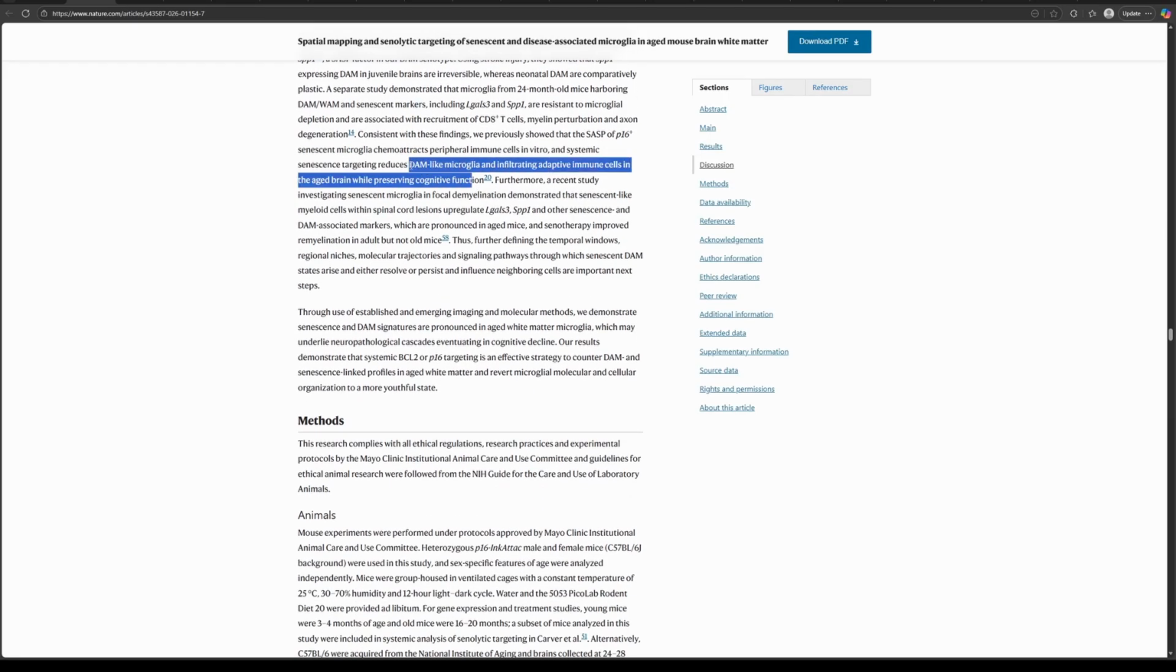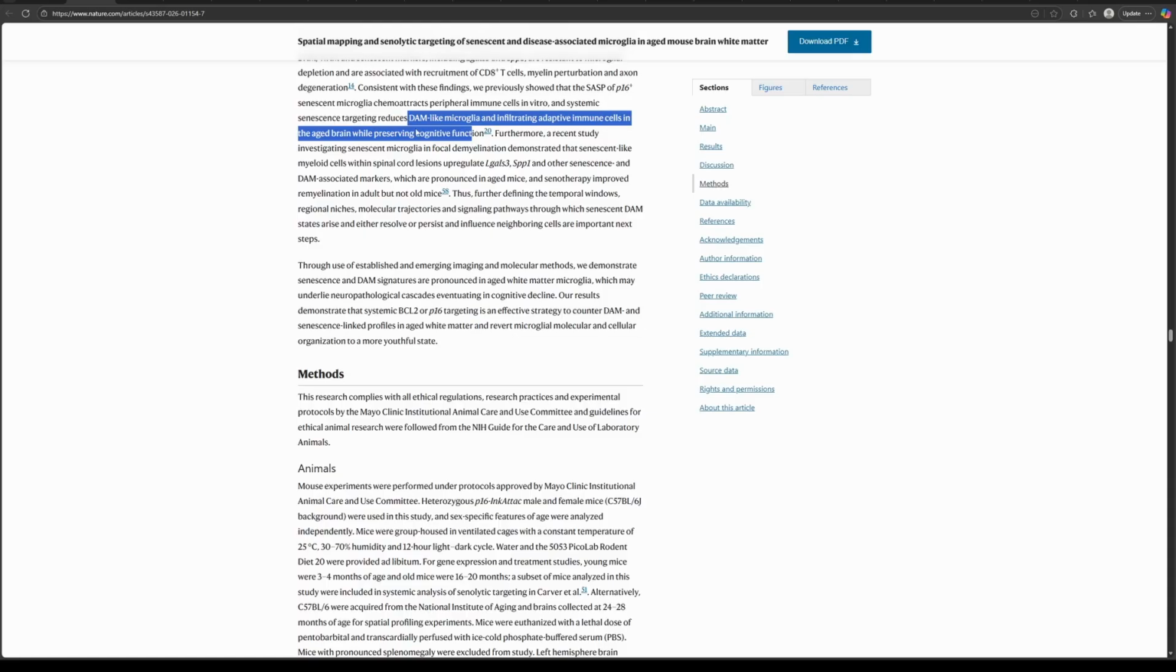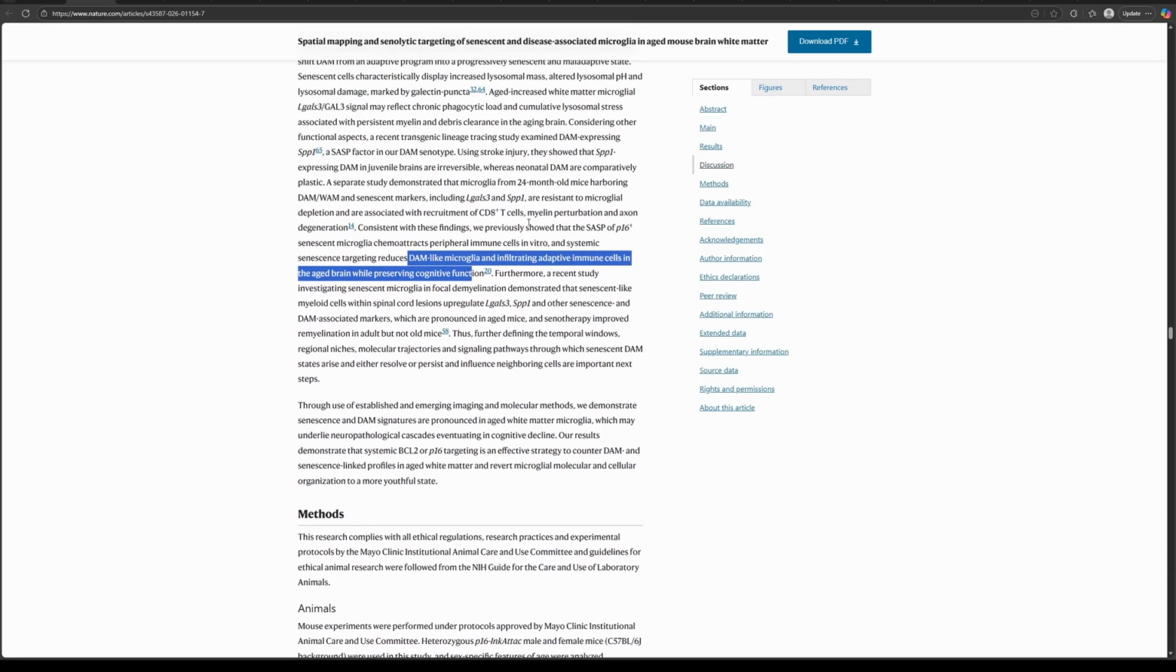So they have found a way to reduce this, to reduce this while still preserving cognitive function in mice through a therapy.